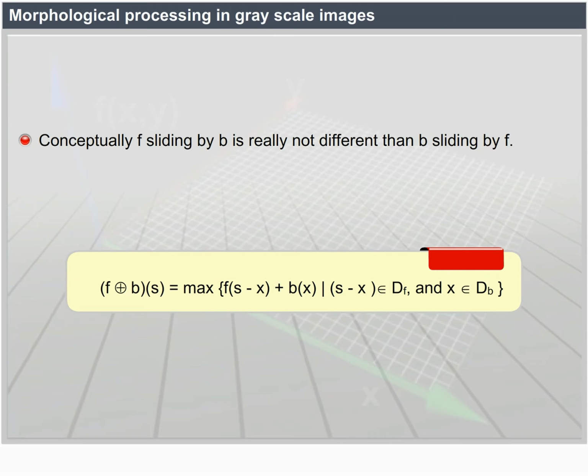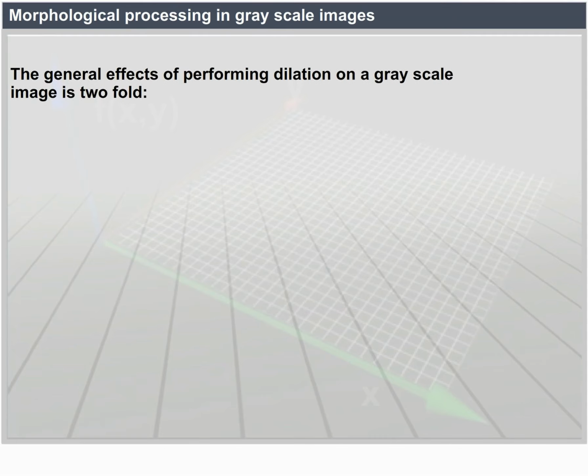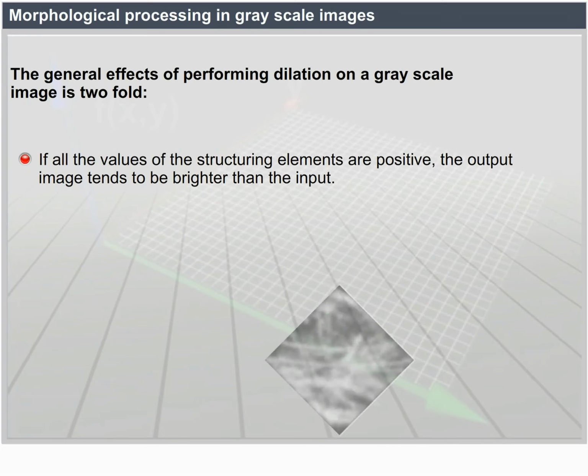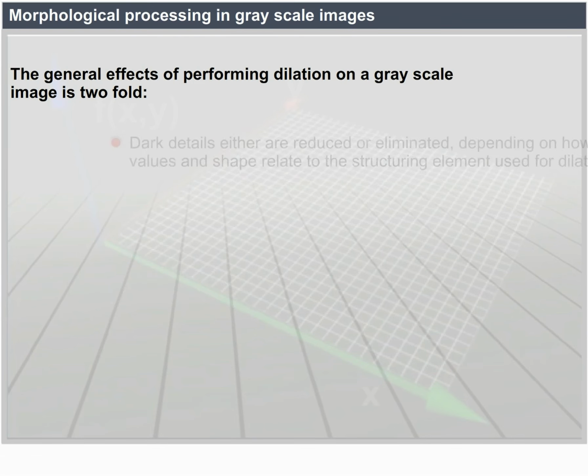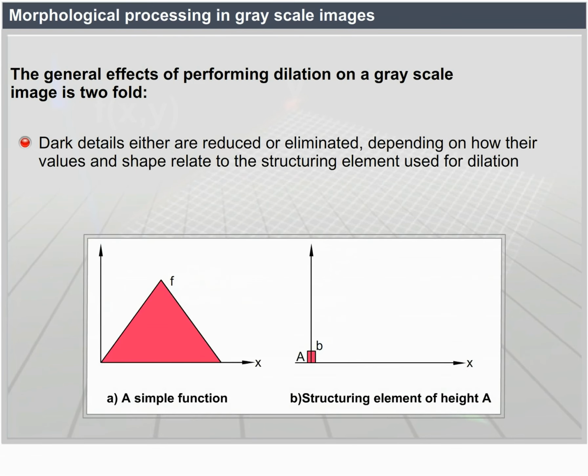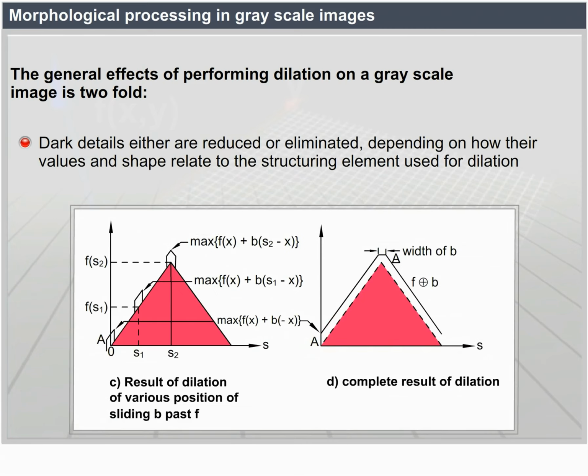The general effects of performing dilation on a grayscale image are twofold. If all the values of the structuring element are positive, then the output image tends to be brighter than the input. Dark details either are reduced or eliminated, depending on how their values and shape relate to the structuring element used for dilation. The figure shows the result of dilation at various positions of sliding b past f, and the complete result of dilation.